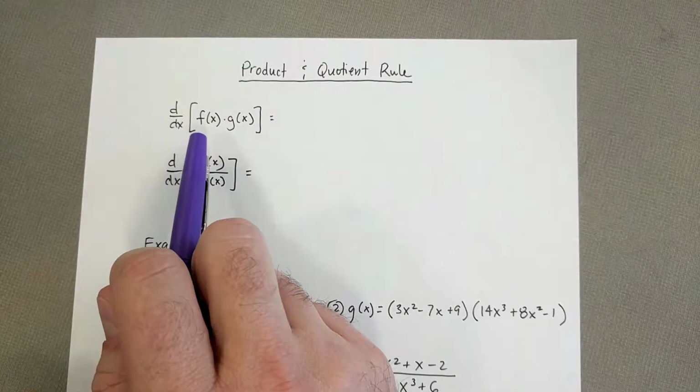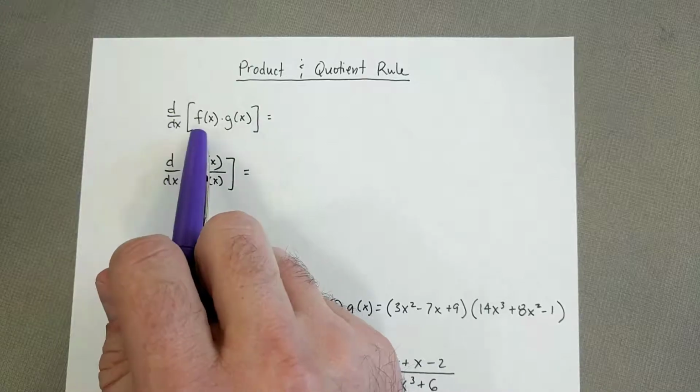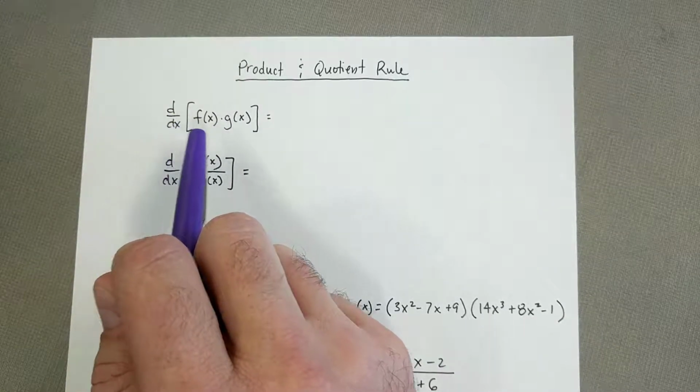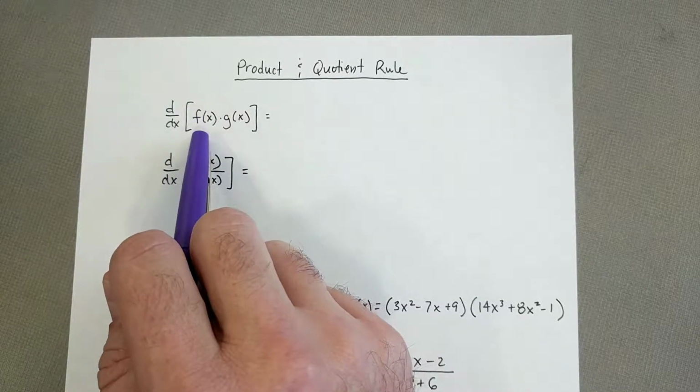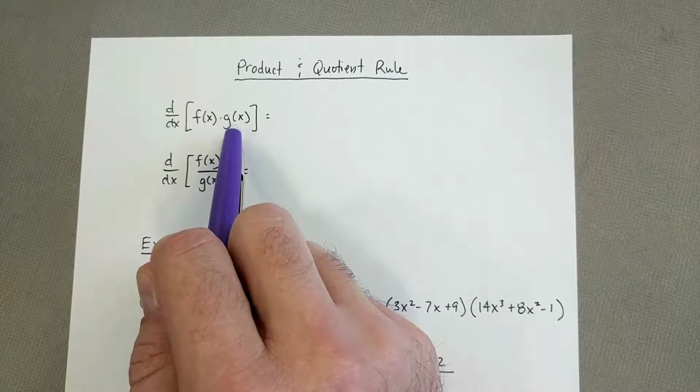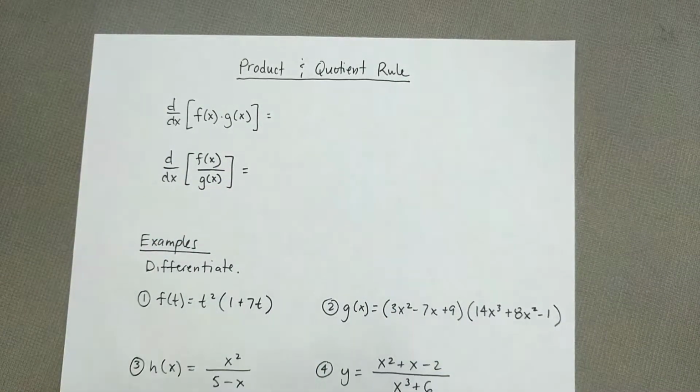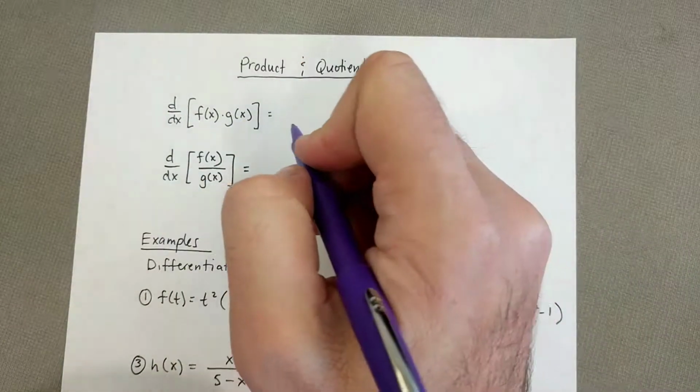So let's look at the product rule to start out with here. So we got f times g. We want to take the derivative of it. And so your gut might sort of go, so just the derivative of f times the derivative of g. And that would be wrong. So we will actually talk a little bit about why that's the case in class. But let me just tell you what the derivative rule is.